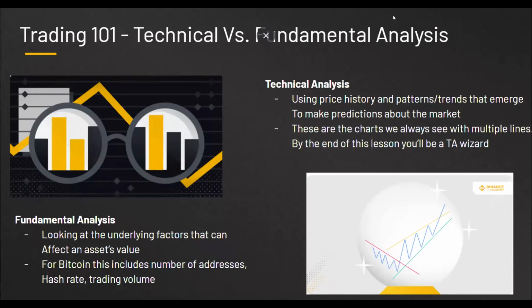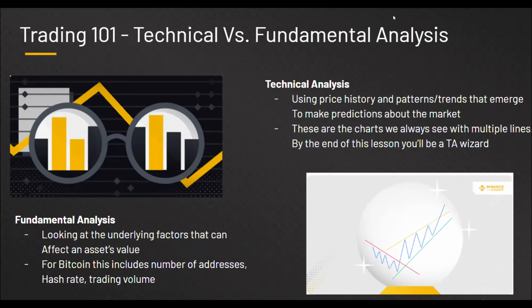But fundamental analysis will explain why addition works the way it does, and why 2 + 2 is equal to 4. So for technical analysis, you're looking at price history, patterns. Basically, you're working with charts: price history, patterns, the trends that emerge, so that you can predict how the market will go. These are the charts that we always see with different lines. And for fundamental analysis, you're looking at the underlying factors of a crypto asset. Do you get technical analysis? You're doing it on the charts, on the trading platform.